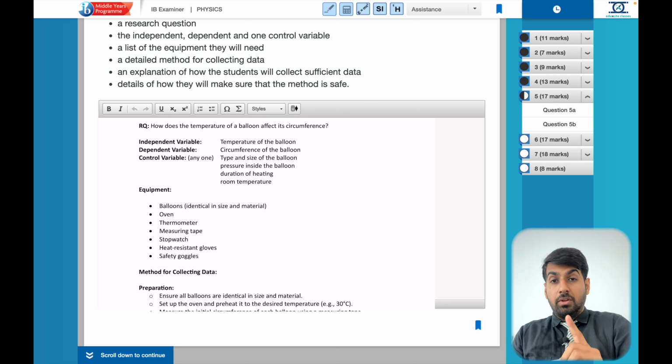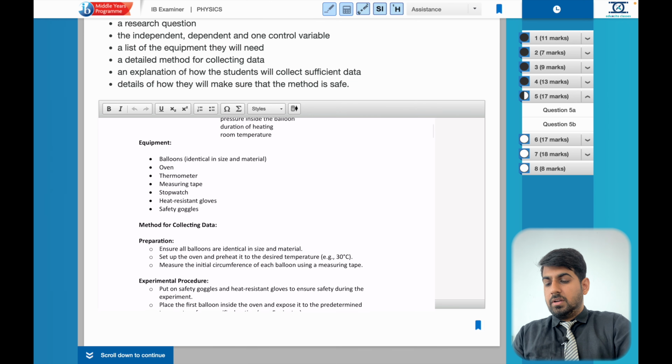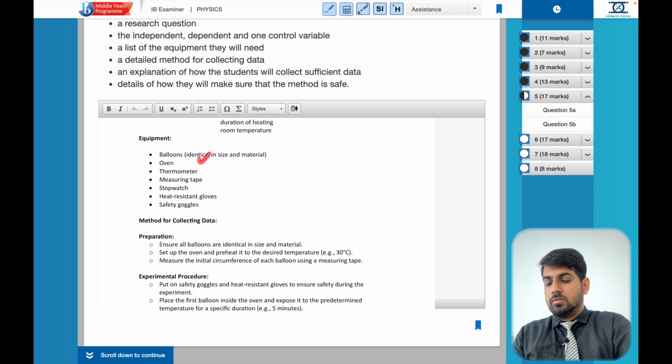control variable, any one you have to write. I have mentioned all different types, you can write any one because in the question if you look, only one control variable has been asked. So these will be my variables. Now equipment, if you look, equipment is nothing but the balloons, oven, thermometer, measuring tape, stopwatch, heat resistance gloves and safety goggles. The last two are for your safety measures.